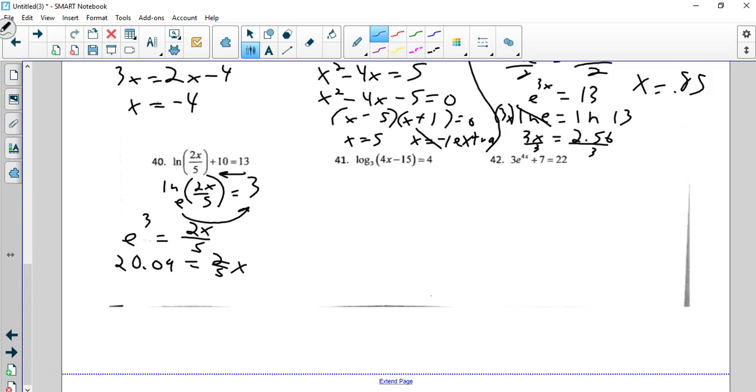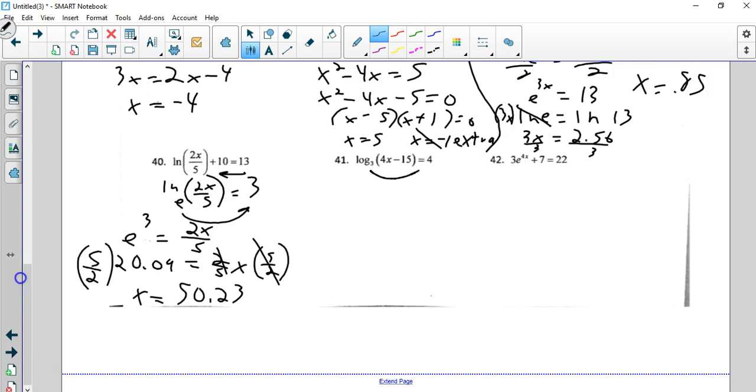Now, there's two ways to go about this. You can multiply both sides by 5, then divide by 2, or you can do it in one fell swoop, because you just multiply by the reciprocal, which is multiplying by 5 and dividing by 2 at the same time. So those cancel, and you end up with x equals 50.23, rounded.